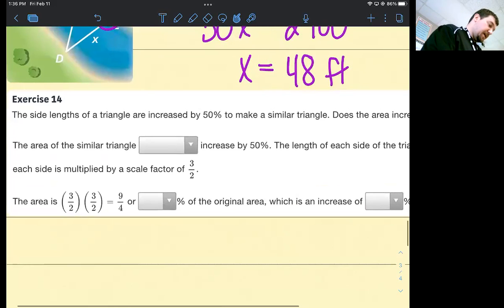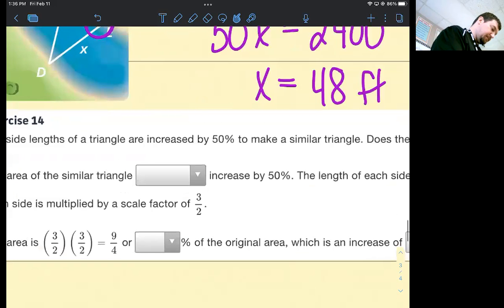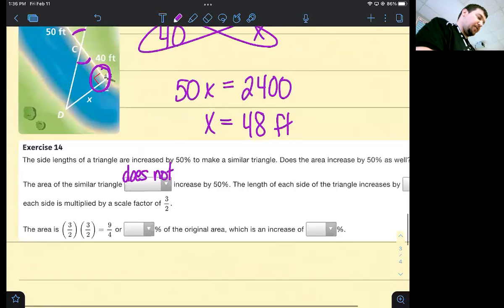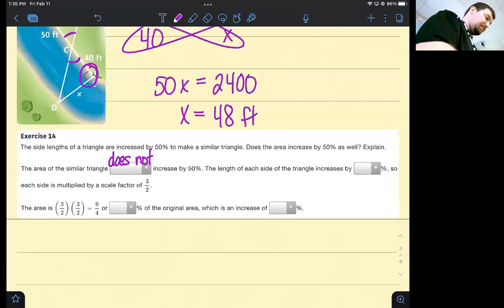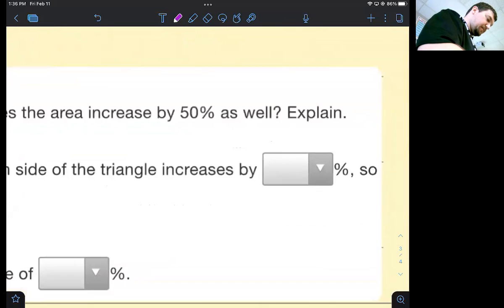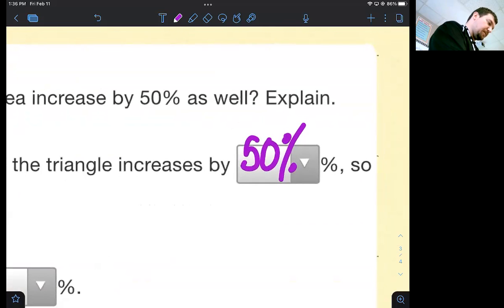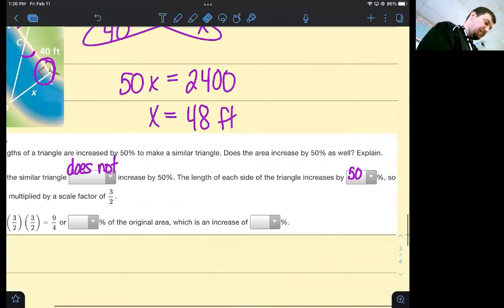The area of the similar triangle, it says blank increased by 50%. I'm going to guess the words you're looking for there are "does not". I know it's not, but I'm going to guess the words you're looking for there are "does not increase by 50%". The length of each side of the triangle increases by 50%.